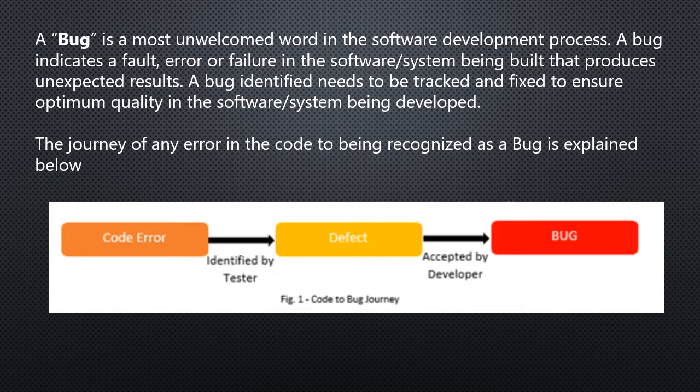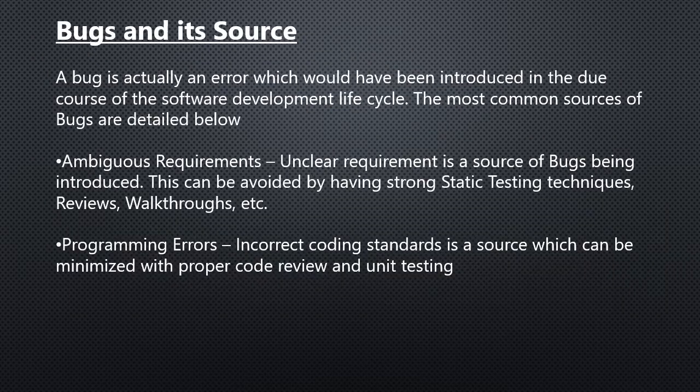The journey of an error in the code to being recognized as a bug is explained below. Bug and its source. A bug is actually an error which would have been introduced in due course of the software development lifecycle. The most common sources of bugs are detailed below. Ambiguous requirements. Unclear requirements are a source of bugs being introduced. This can be avoided by having strong static testing techniques, reviews, walkthroughs, etc.